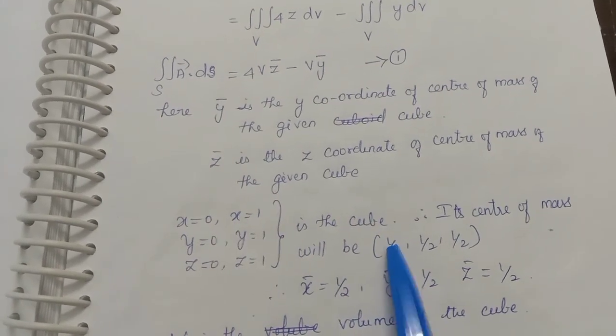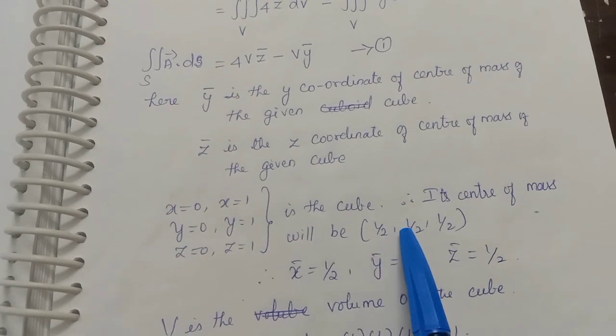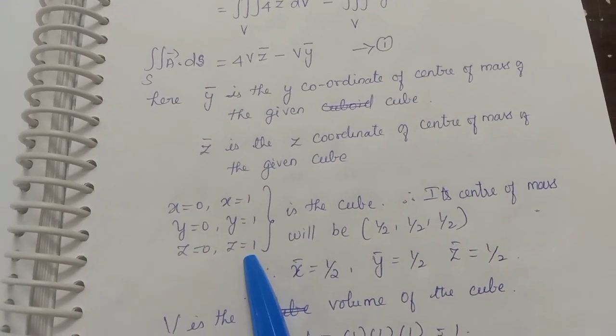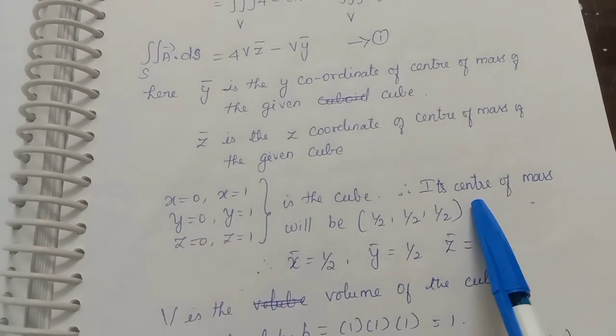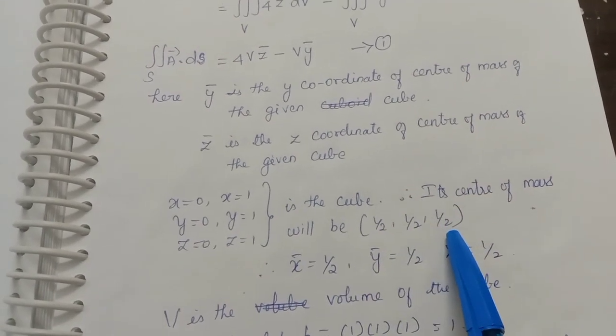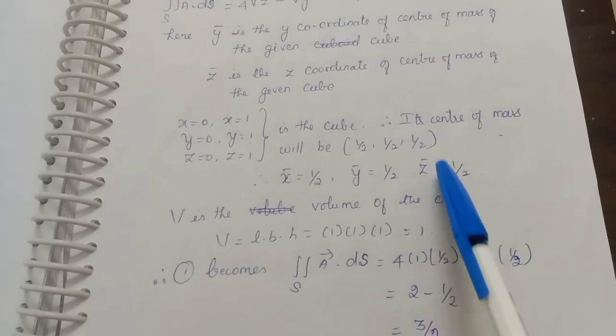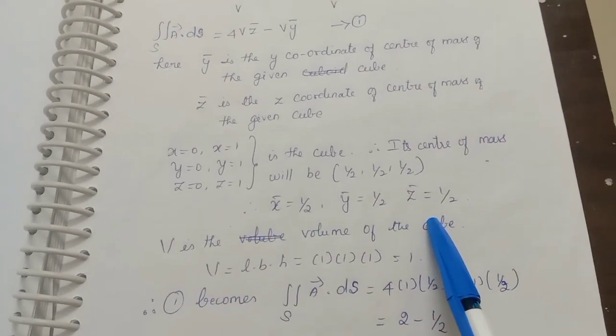So 1 by 2. Here y equal to 0, y equal to 1. What is the center? 1 by 2. So 1 by 2. Z equal to 0, Z equal to 1. The center is 1 by 2. So the center of mass of the given cube is at 1 by 2, comma 1 by 2, comma 1 by 2. So x bar equal to 1 by 2, y bar equal to 1 by 2 and z bar equal to 1 by 2.